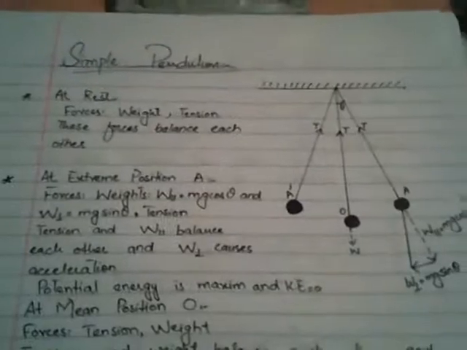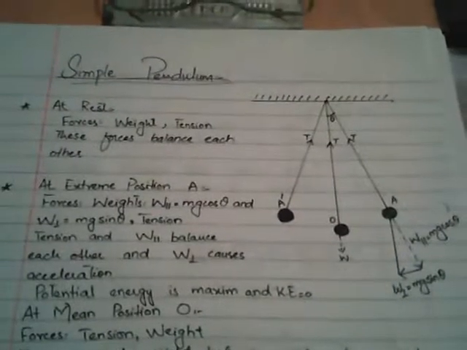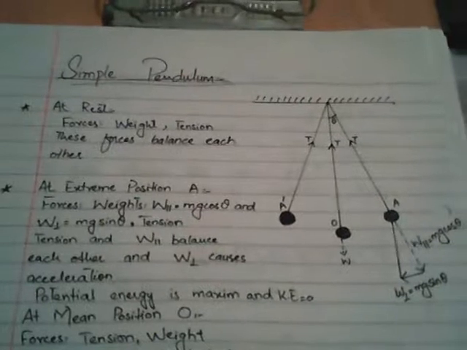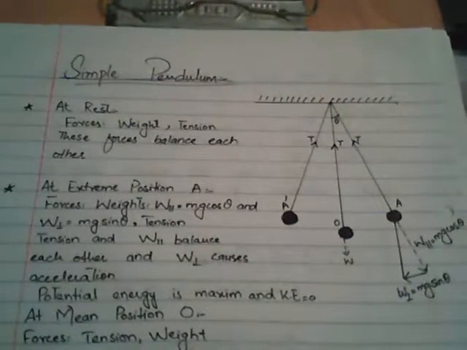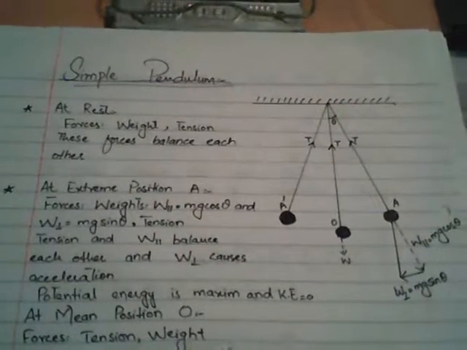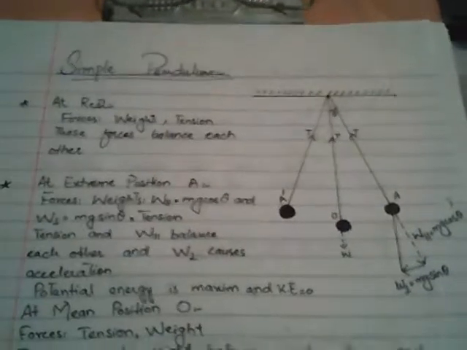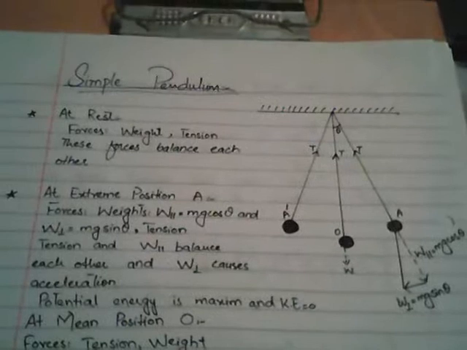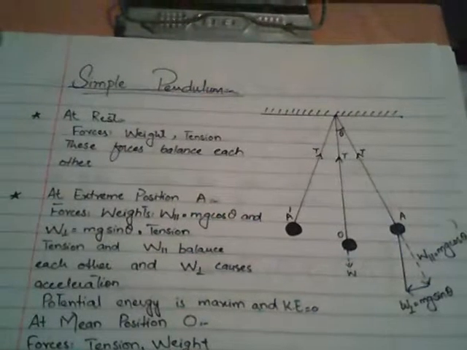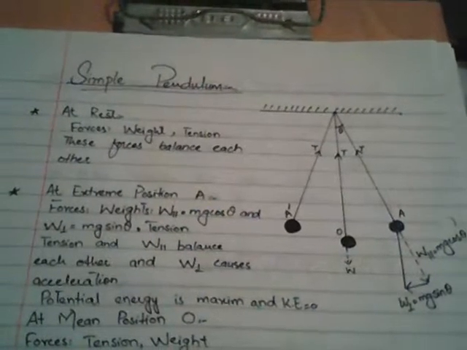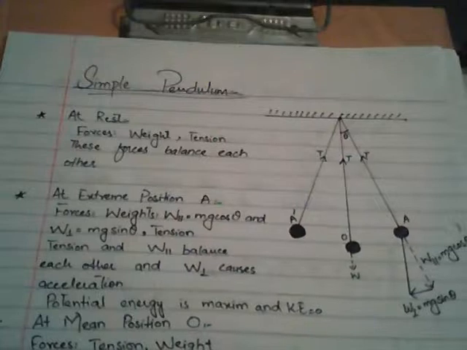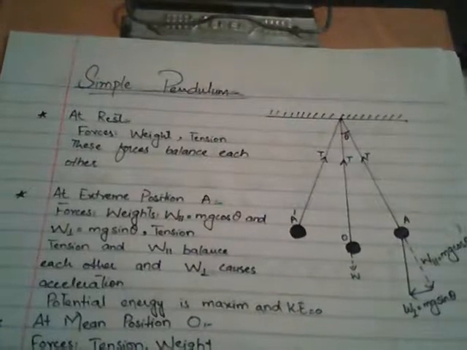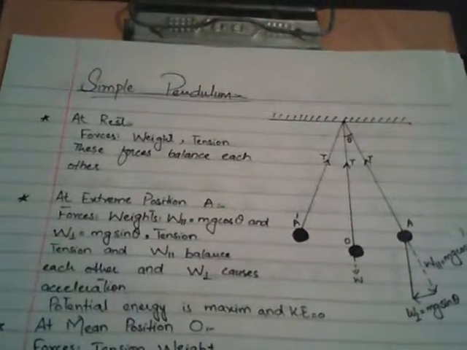Today the topic we are going to discuss is the simple pendulum, and it is one of the most important topics of this chapter and also from the paper's point of view. So a simple pendulum is just a small mass, or we can say a bob, which is suspended by a weightless and inextensible string from a fixed frictionless support.